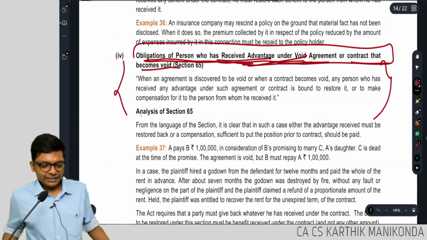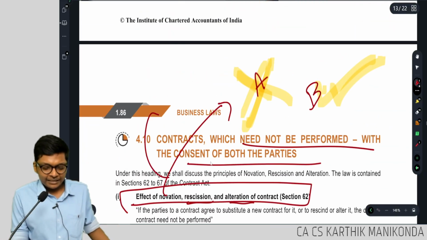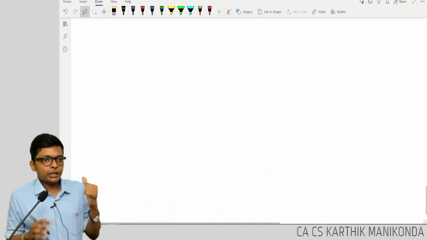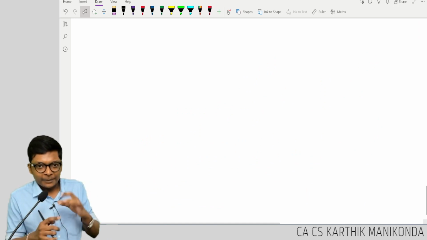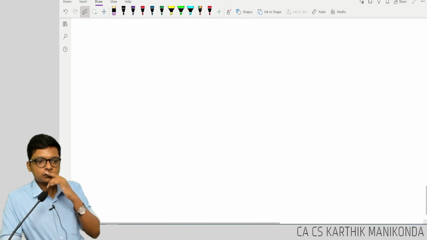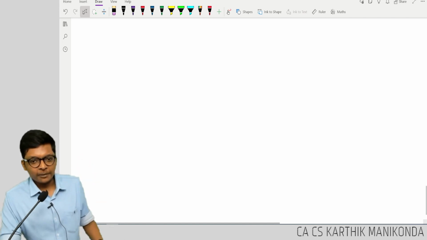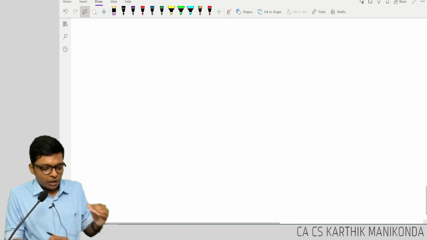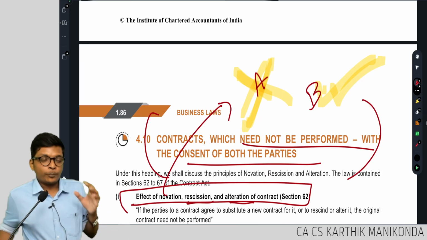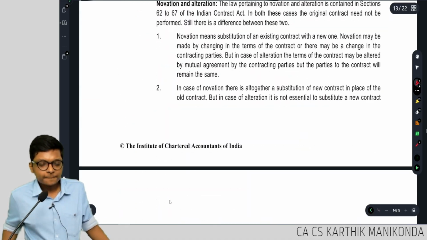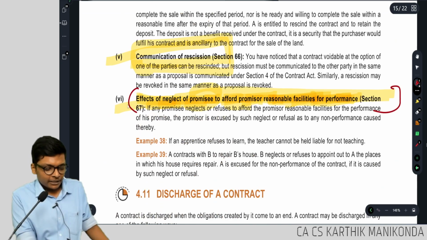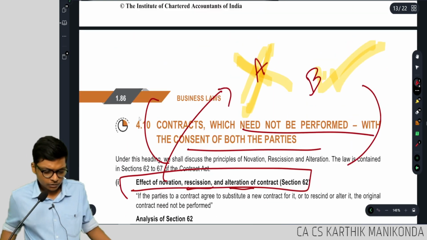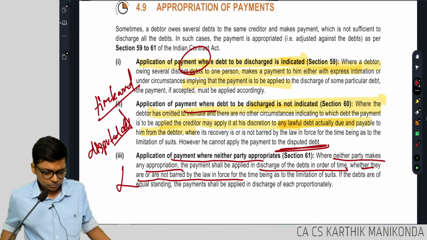With this, again, this concept is done. Remember the side headings: contracts which need not be performed. What are the points, guys? Novation, alteration, rescission. Then two points: voidable contract or void agreement, return the benefits, and waive or remit performance. And the last two points: communication of rescission, and effect of neglect of promisee to afford the promisor reasonable facilities to perform. Okay, this sixth point, Section 67, is a repeat of... where is that?